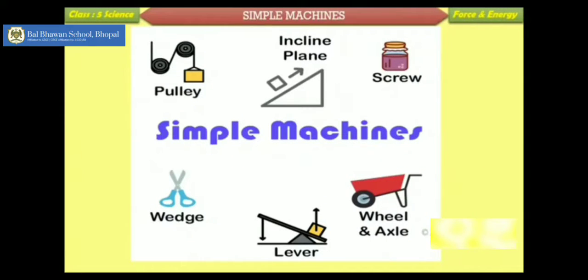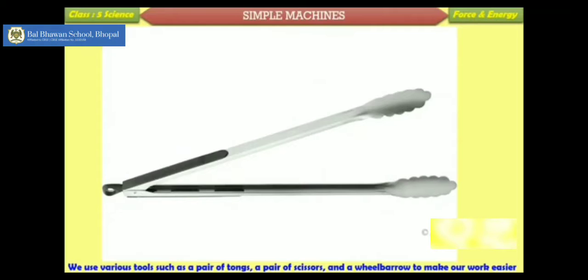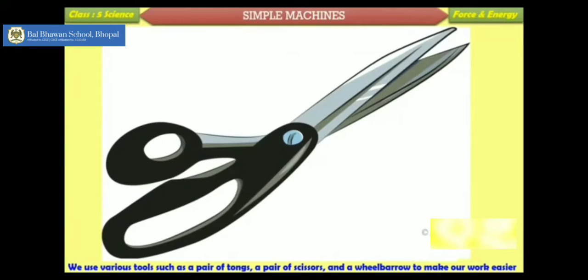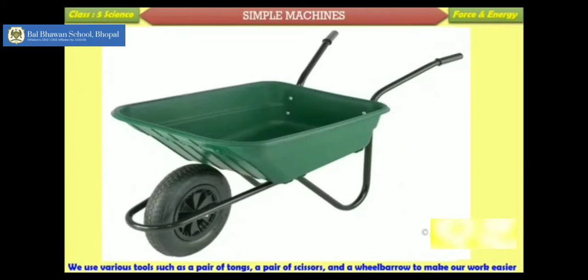In today's science video, we'll discuss simple machines. What is a machine? Yes, we use various tools like a pair of tongs, a scissor, and a wheelbarrow, etc. that make our work easier in our everyday life. These tools are called machines.